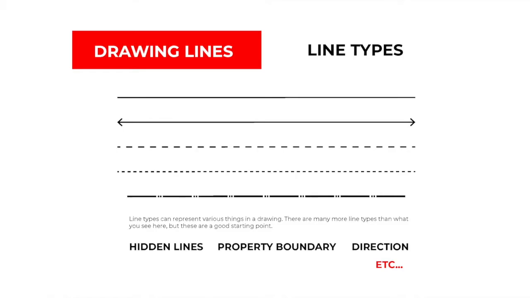Line types are important across the professions because they represent different things on maps and on site plans and drawings. And we typically try to keep these things consistent across the professions so that people don't get confused.